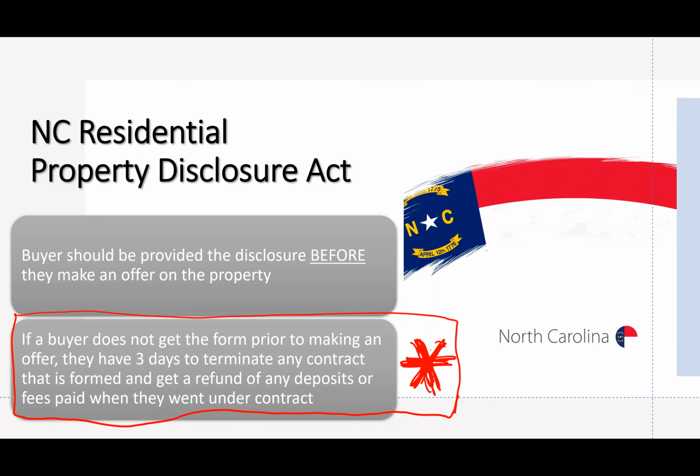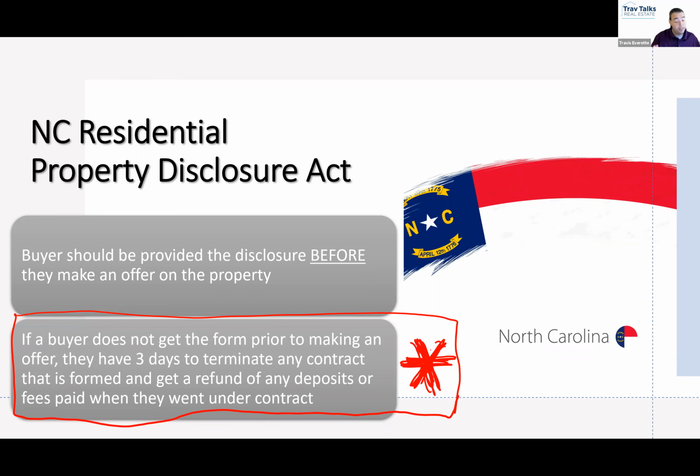So we have to disclose this information to the buyer before they make an offer. When would we do that? Like when they ask to see the property, would we email it out then? Well, that's where it becomes your choice, because the rule is not going to be specific about that. The rule just says before they make an offer.